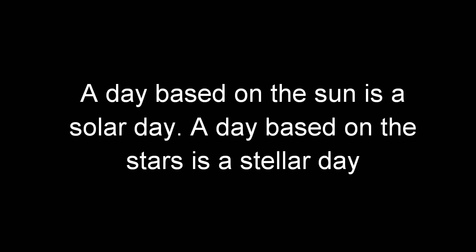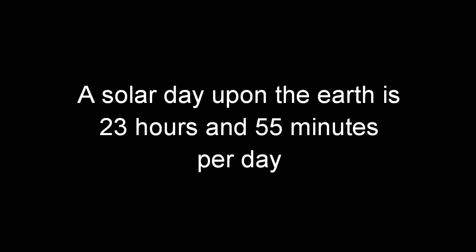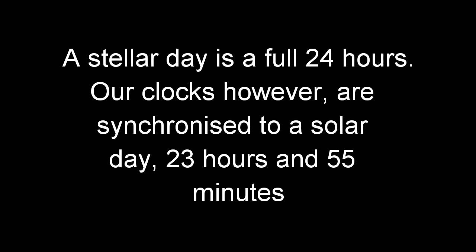A day based on the Sun is a solar day. A day based on the stars is a stellar day. A solar day upon the Earth is 23 hours and 55 minutes per day. A stellar day is a full 24 hours. Our clocks, however, are synchronized to a solar day, 23 hours and 55 minutes. With calibration, the 23 hours and 55 minutes are made into 24 hours on our clocks.